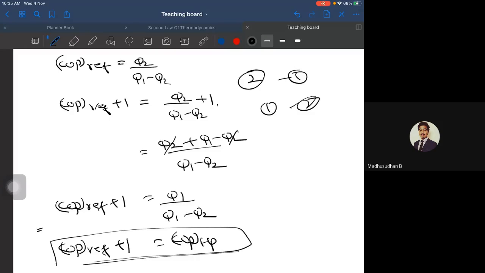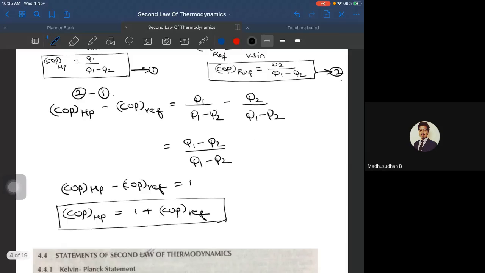So that is what your textbook says. If you subtract 2 minus 1, it is COP of heat pump minus COP of refrigerator on the LHS. On the RHS, Q1 divided by Q1 minus Q2, which is the RHS of the first, and Q2 divided by Q1 minus Q2, the RHS of the second. So Q1 minus Q2 divided by Q1 minus Q2 cancels and you get 1. Transfer COP of refrigerator to the other side, so COP of heat pump equals 1 plus COP of refrigerator. Any method you wish, you can go with it and get the answer.